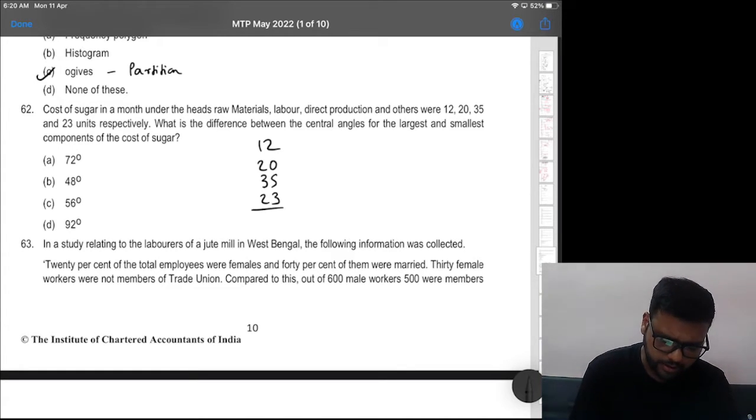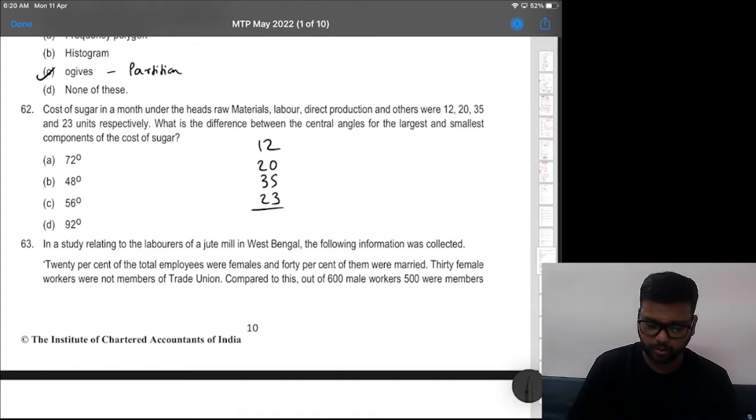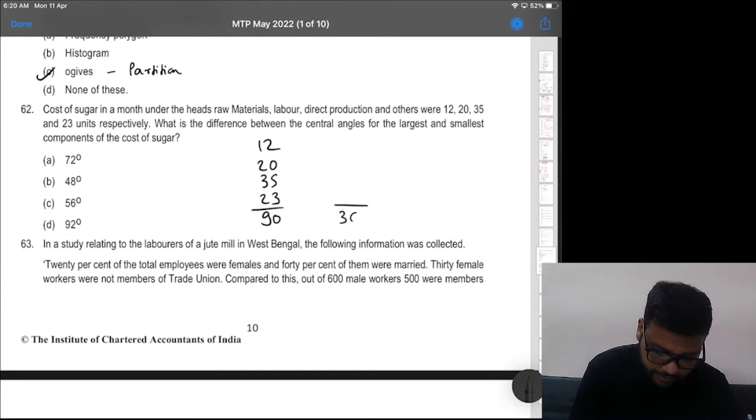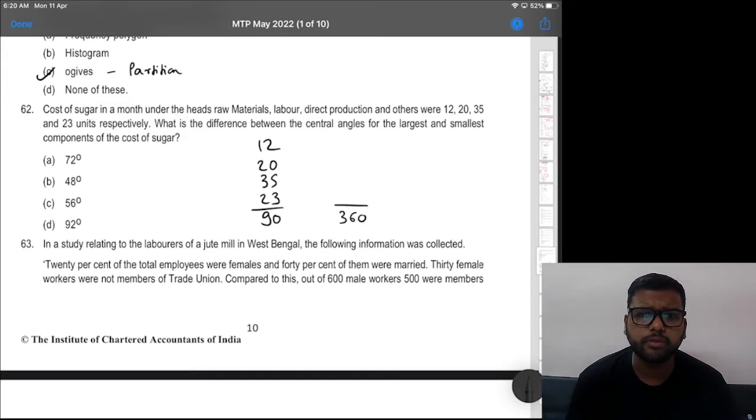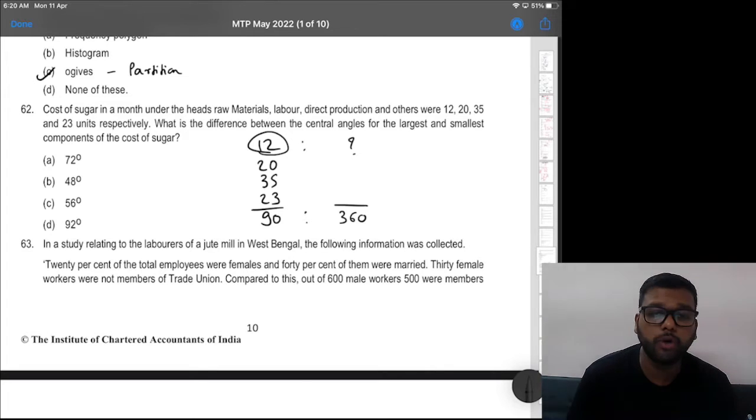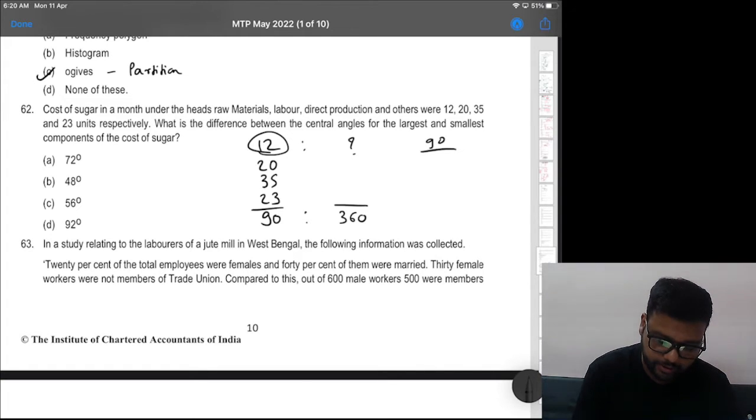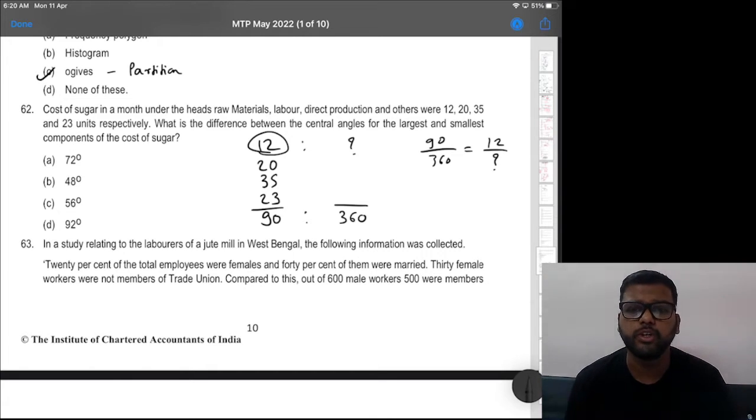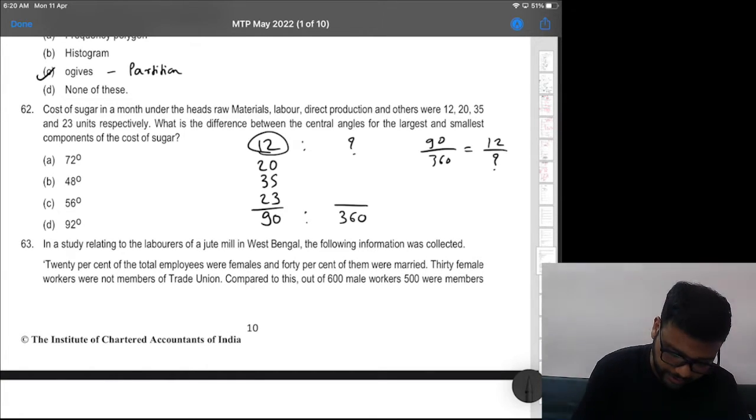For pie chart, let's take the total of this first. So total of all components is 12, 20, 35, 23, which is 90. And we know the central angle of pie chart is 360, so you can just cross multiply. Now the smallest angle is obviously going to be this, right? So 90 is to 360, then 12 is to how much? That is just going to be into 4, so 48.